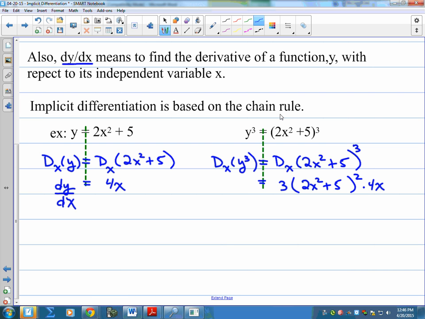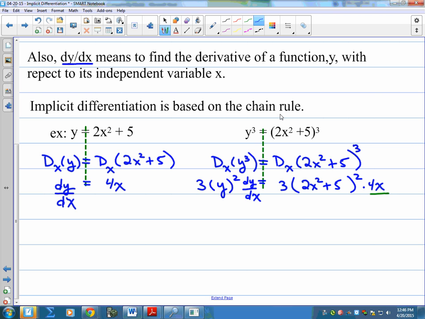If whatever y equals is being cubed, it would be 3 times whatever is in there and then squared, just like I did on the right side. The only thing is, since I don't know what y equals, I'm just going to call it y. And then what's representing the derivative of what's inside, like we did as 4x, is now just the derivative of whatever y equals. So in symbols, I would just represent that as dy/dx.